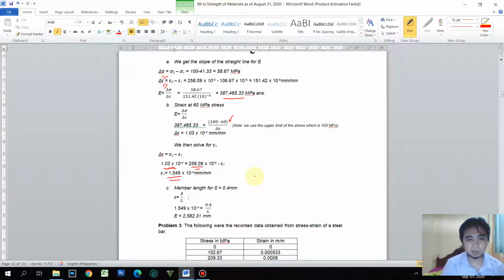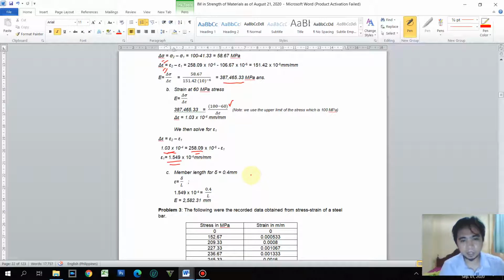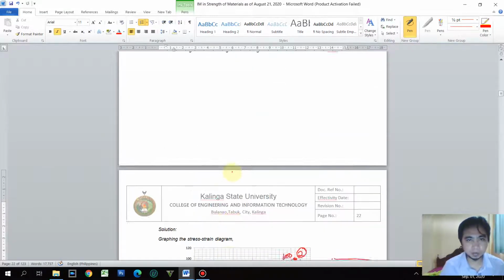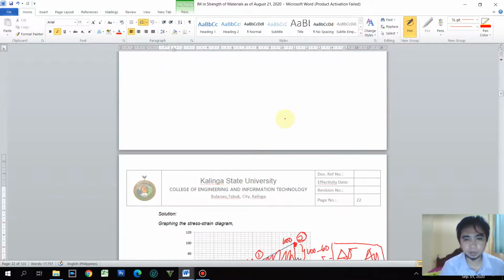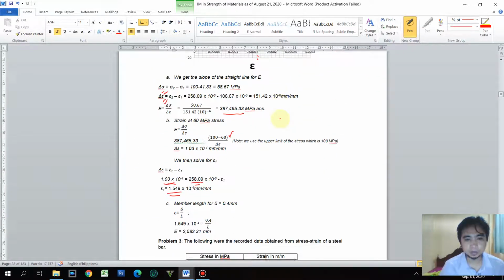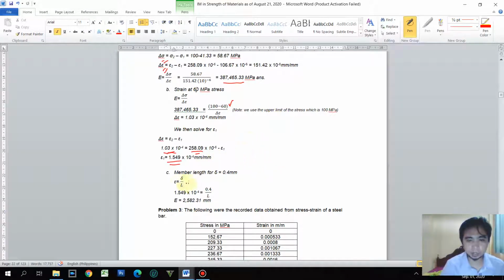Okay, so what would be its member length at this instance? So perhaps we can go back to the unknown, the original member length. What is the original member length for a stress of 60 megapascal and a deformation of 0.4? That is the question. So we simply use the formula of strain, that is equal to the deformation over the length. Of course, this is our strain, 1.549 times 10 raised to negative 4, and this is the deformation, 0.4.